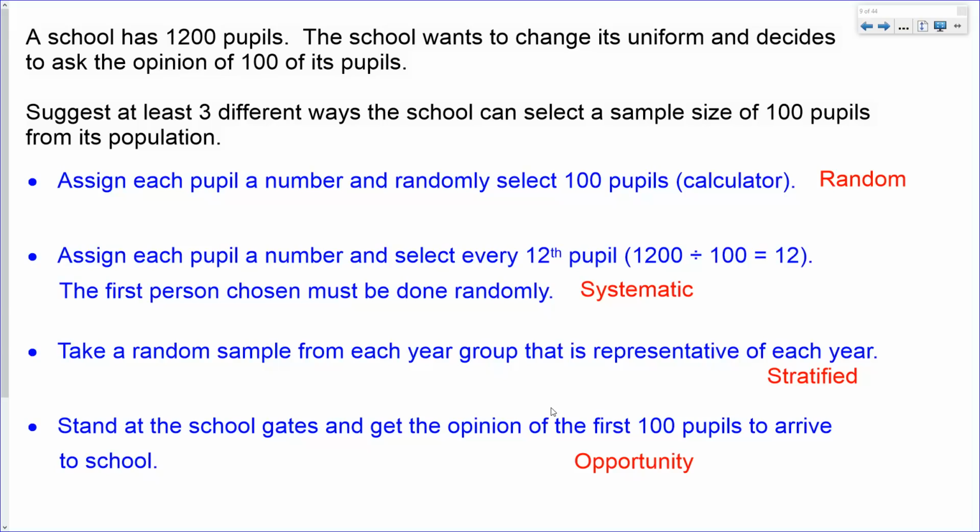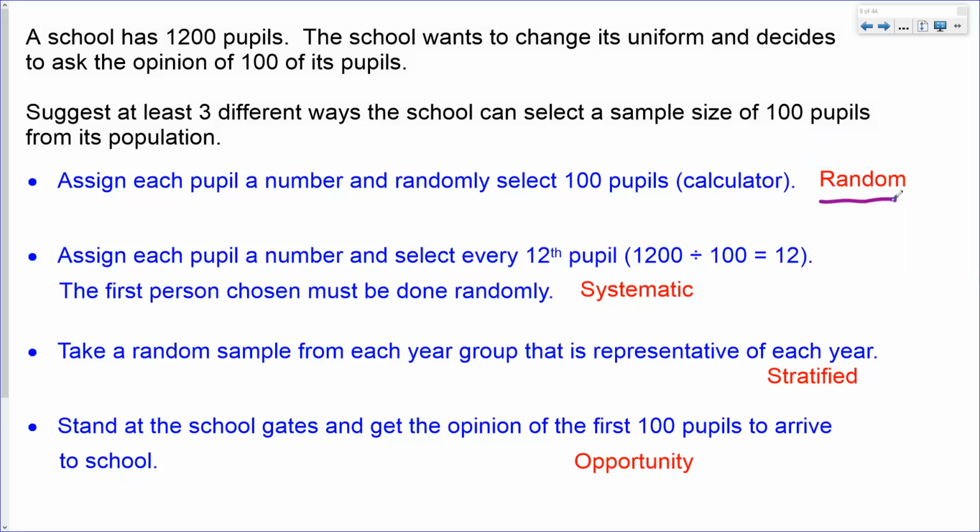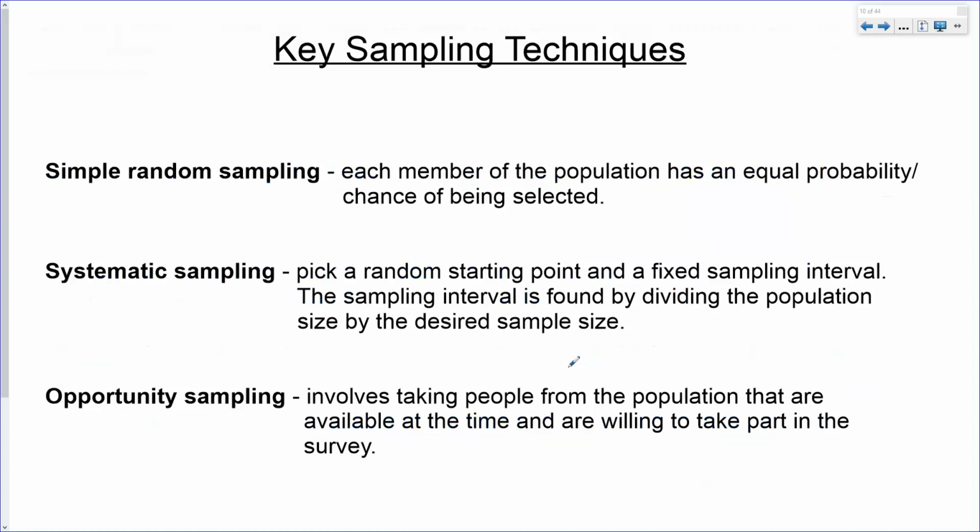There may be other methods that you've come up with. Of these methods, we are going to be focusing on random sampling, systematic sampling, and opportunity sampling. Stratified sampling is not on the specification for WJEC. So you may want to pause the video at certain points to make some key notes, so it helps you with answering some questions later on.